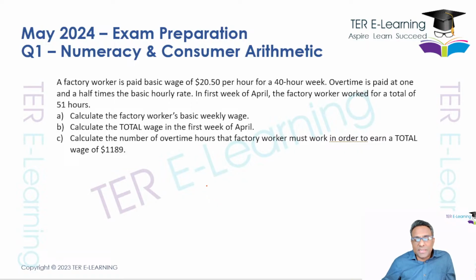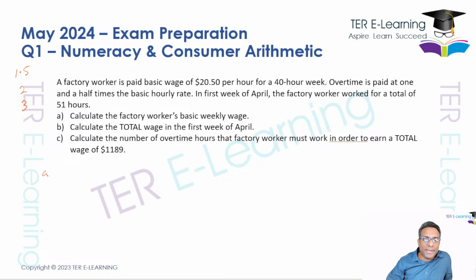What tends to come a lot in the exam too is wages. So we have a factory worker here, and this worker is paid a basic wage of $20.50 per hour for a 40-hour week. Overtime is paid at 1.5 times the basic hourly wage. Things you need to know about overtime: it can be paid at time and a half, which is 1.5, as double time, or as triple time. That's typically how overtime works. Once you work beyond a certain number of hours, your wage rate is going to increase.